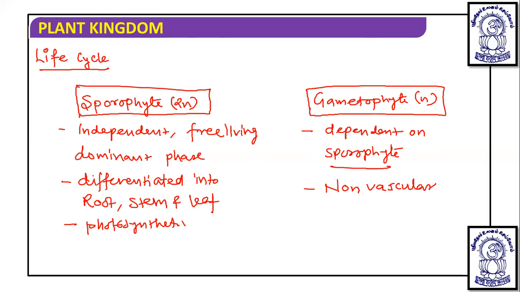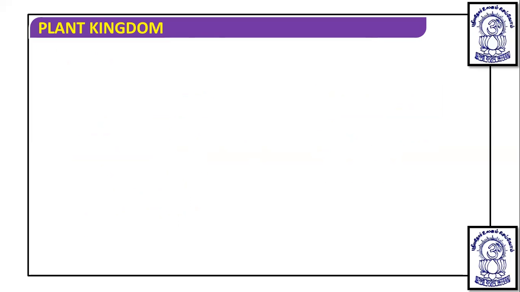Okay, so these are the characteristics which define a sporophyte and gametophyte. We are going to discuss this in detail. If there is a monoecious gymnosperm, then both male cone and female cone can be present in one plant. But if it is a dioecious gymnosperm, then the male plant and female plant are different, so male cone and female cone will be produced on different plants.